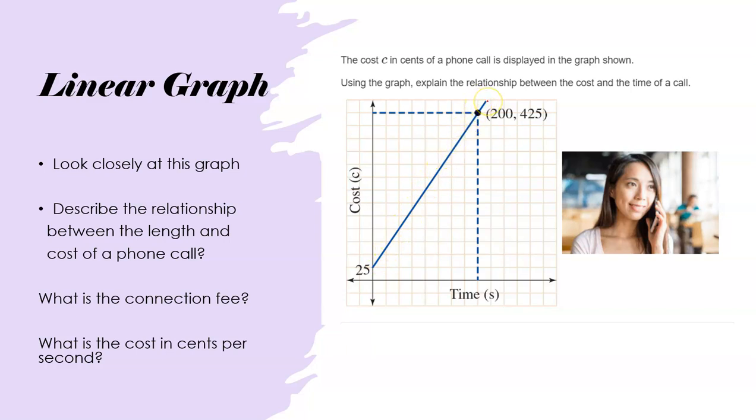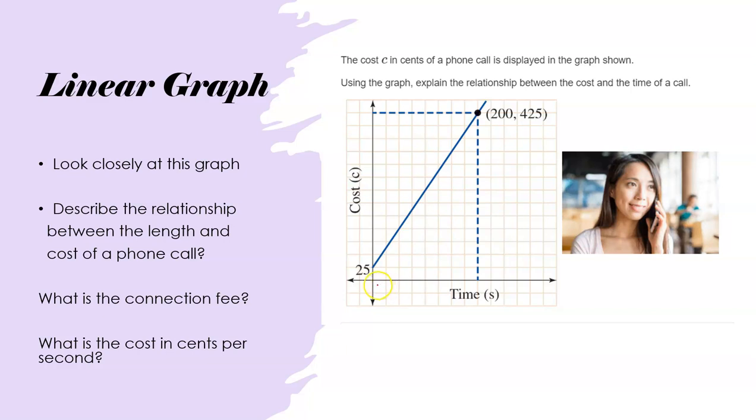Now this graph is showing us the cost in cents of a phone call as time goes on. So our two variables here are time, which is in seconds, and cost, which is in cents. We're asked to describe the relationship between the length and cost of a phone call.